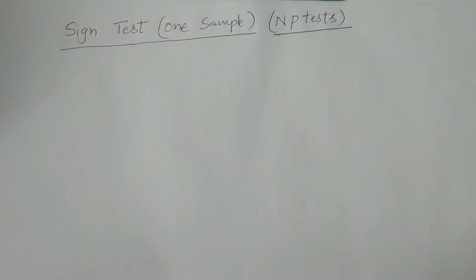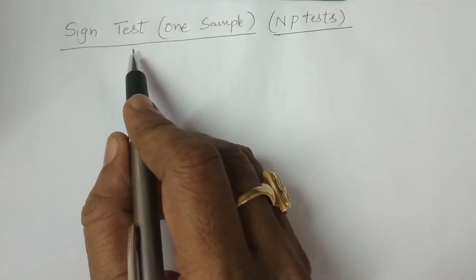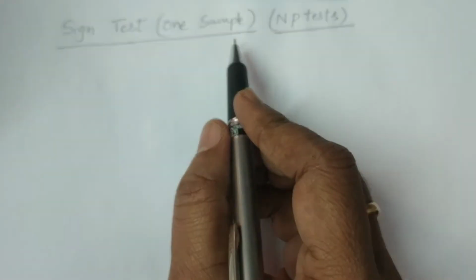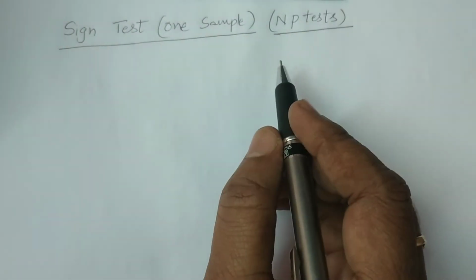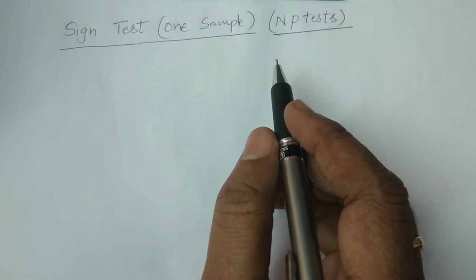Now I start the discussion of NP tests. First of all, the sign test. Sign test for one sample. This is one of the non-parametric tests or non-parametric methods.